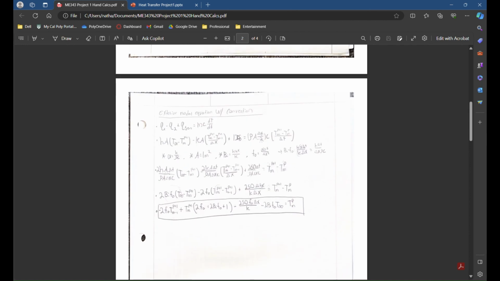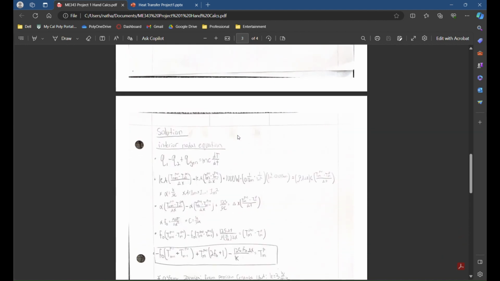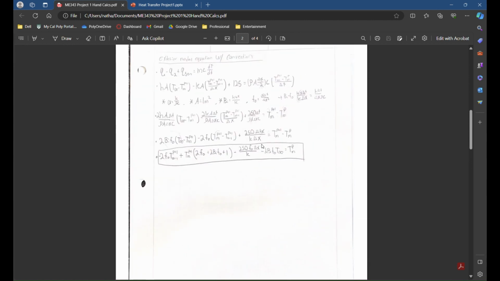We got this 125 by taking the total watts across the entire rod, dividing it by the total area, and then multiplying by the nodal volume. And that was able to get us 125.